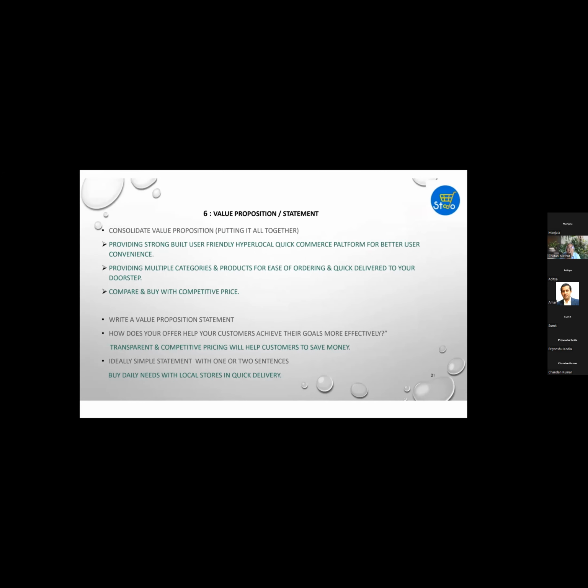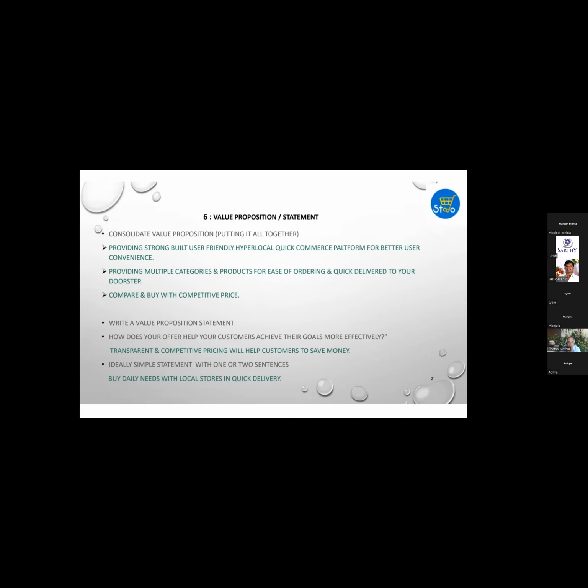So when it comes to the next, the value proposition statement: a consolidated value proposition. Providing a strongly built, user-friendly hyperlocal quick commerce platform for better user convenience, providing multiple categories and products for ease of ordering and quick delivery to your doorstep. Compare and buy with competitive price. How does your offer help your customers achieve their goals more effectively? Transparent and effective pricing will help customers save money. The simple statement in one or two sentences: buy daily needs from local stores with quick delivery.